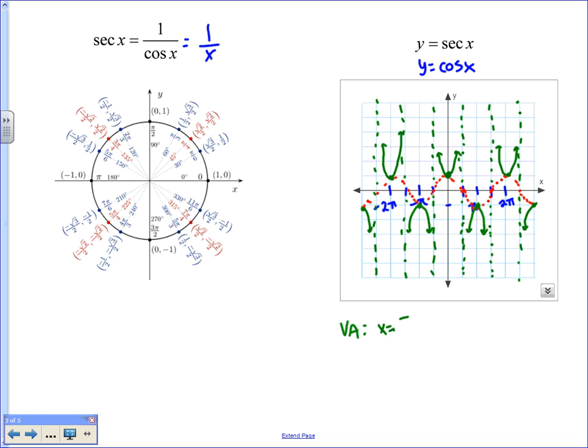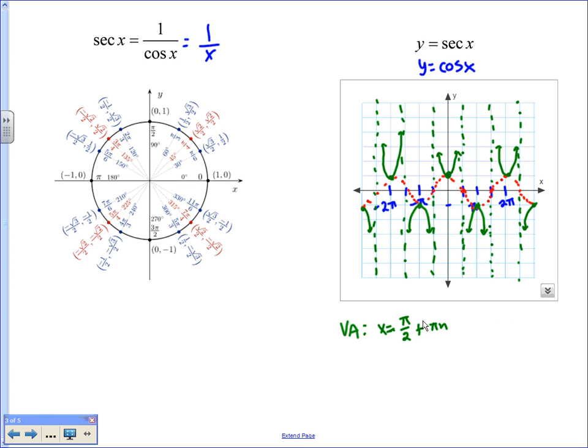And then I would have to say, okay, how far apart are my vertical asymptotes? And it's not the period, because there's actually 2 vertical asymptotes for each period, or 3, depending on how you want to look at it, maybe. But okay, there's 2 of them right here, so that's pi apart. So pi over 2 plus pi n.